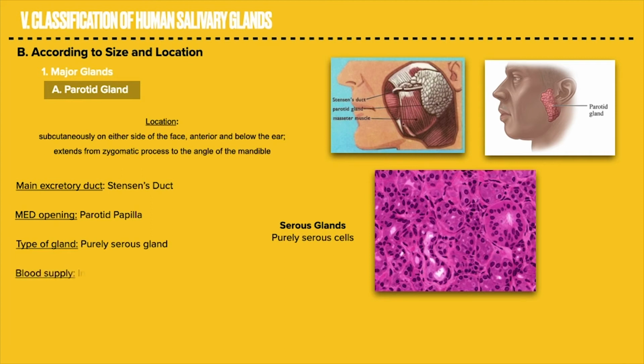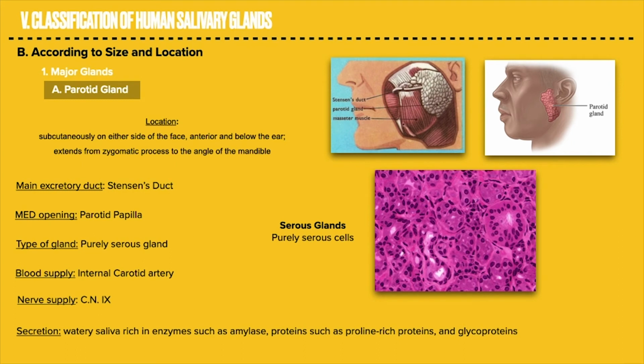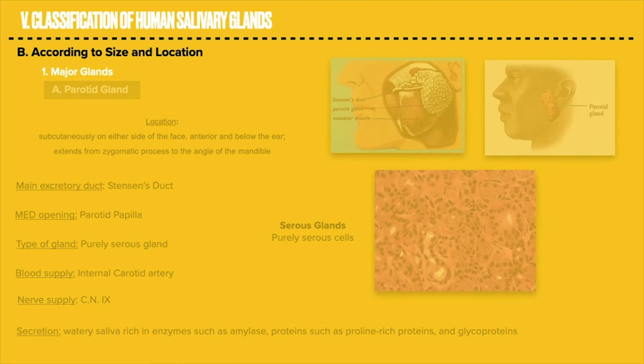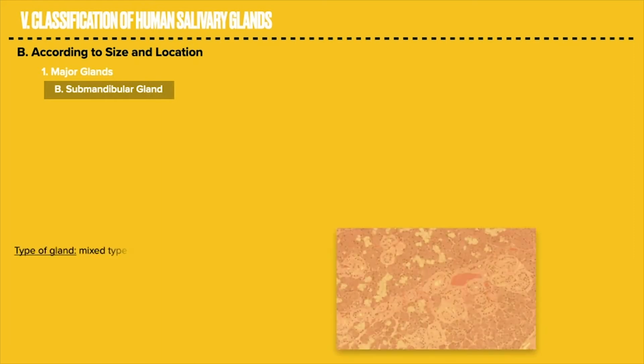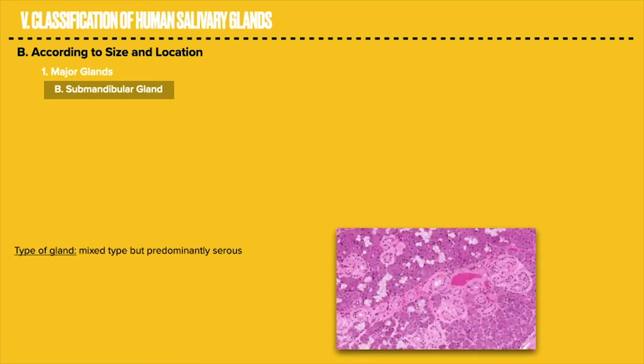Blood here is supplied by the external carotid artery, and it is innervated by cranial nerve 9. The parotid gland secretes watery saliva that is rich in enzymes such as amylase, proteins such as proline-rich proteins, and glycoproteins. A submandibular gland is classified as a mixed gland because it contains both serous and mucous cells. Although the proportions of serous and mucous secretory end pieces may vary from lobule to lobule, and among individual glands, serous cells significantly outnumber the mucous cells.